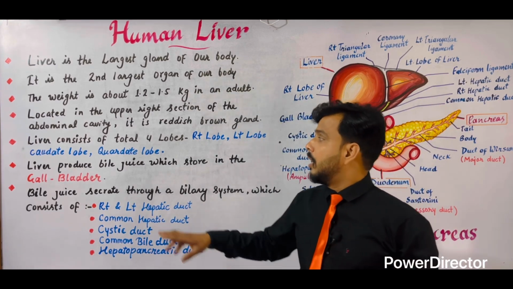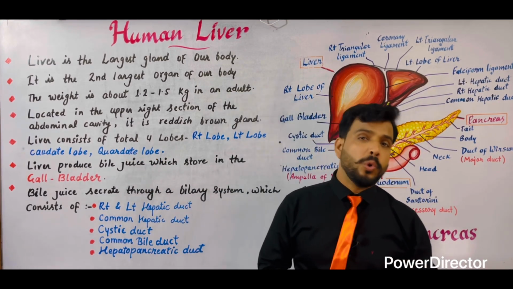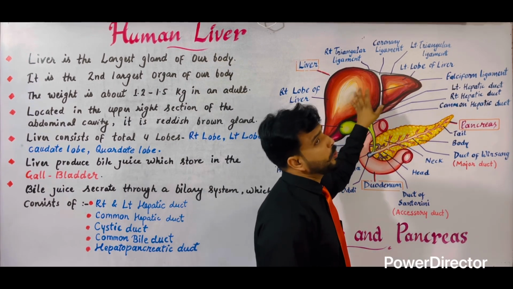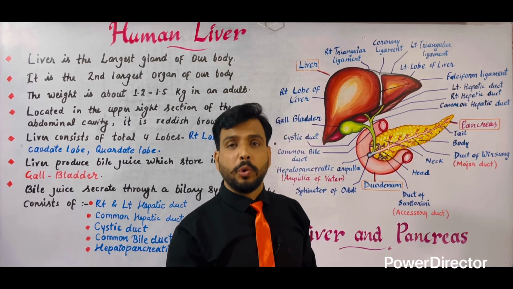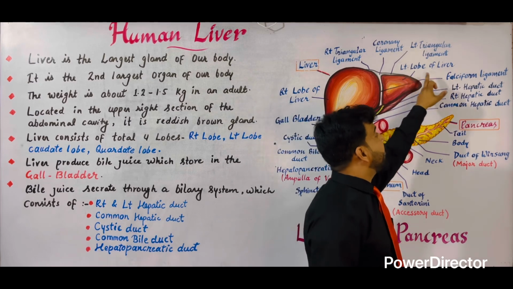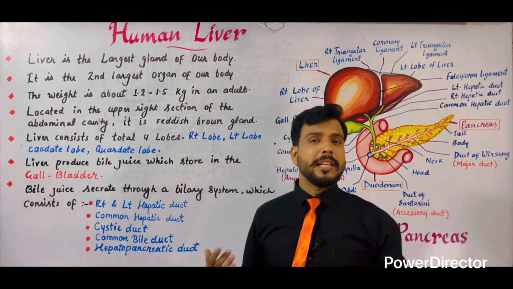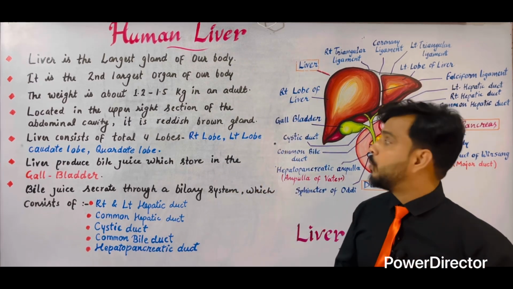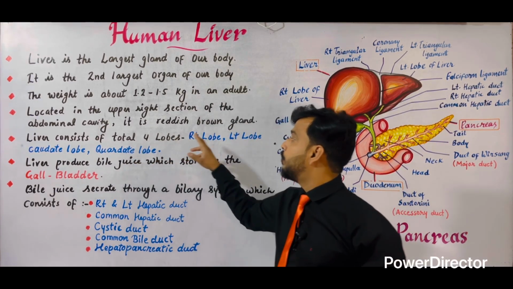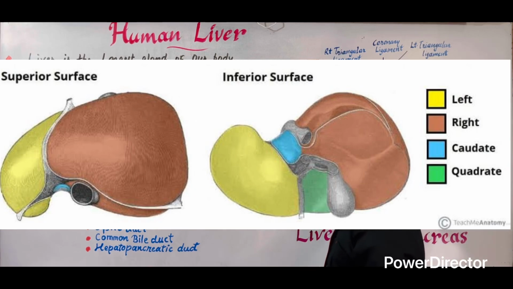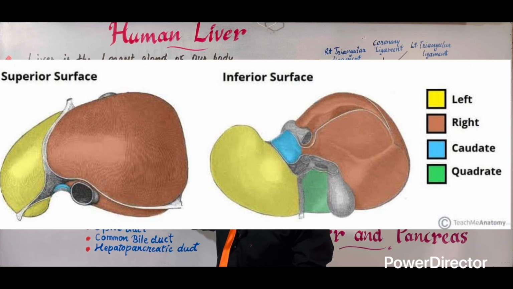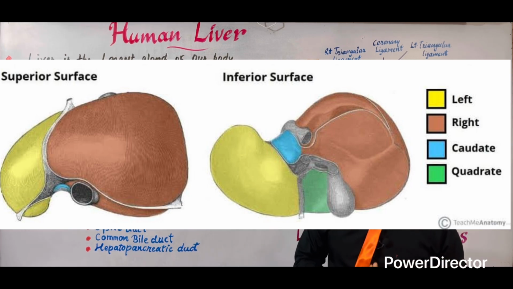Next thing is, the liver consists of a total of 4 lobes. In my last video, I told you that in front of the liver there are only 2 lobes, but actually there are a total of 4 lobes. This largest lobe is known as the right lobe of the liver. This one is the left lobe, while on the back side of the liver, there are 2 other lobes which are known as the caudate and quadrate lobes. So there are a total of 4 lobes present in the liver.